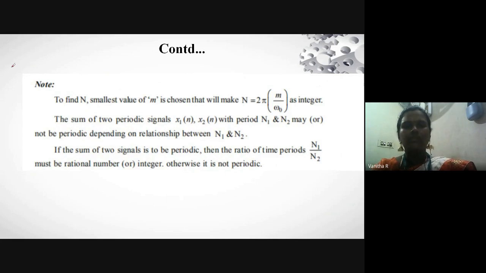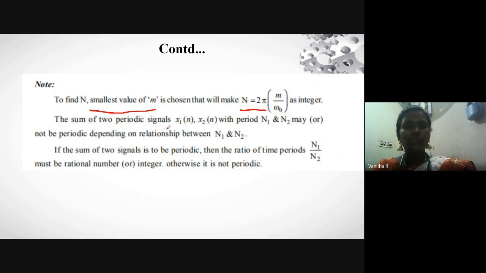So listen, students. To find the n value, the smallest value of m must be chosen. That is the main important point. The smallest value of m must be chosen, so that we can find the n value with the help of the formula n is equal to 2 pi m by omega naught.